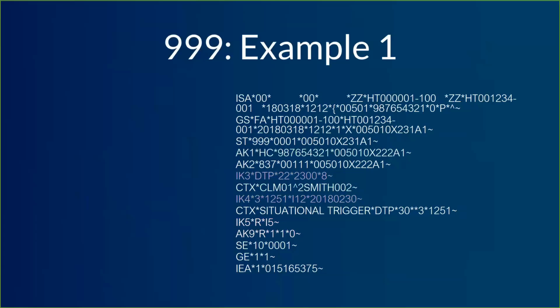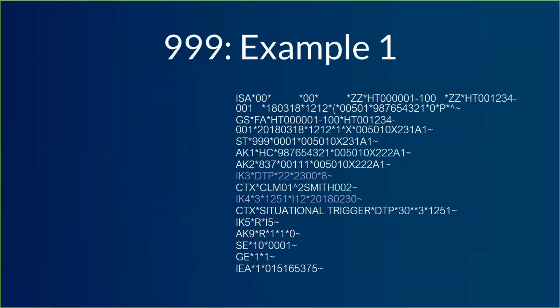Now, there's an IK4 in this particular 999. There isn't always. It's a situational segment. But when it's there, it's really quite helpful because the IK401, in this case, that little 3 there, is indicating the data element position of the error. So we know it's DTP03. And then if we look at IK404, which even if you get an IK4, you won't always get a 4th position. But if you do, that's going to be a copy of the data that was an error.